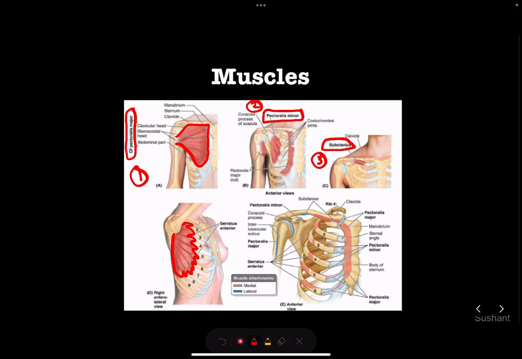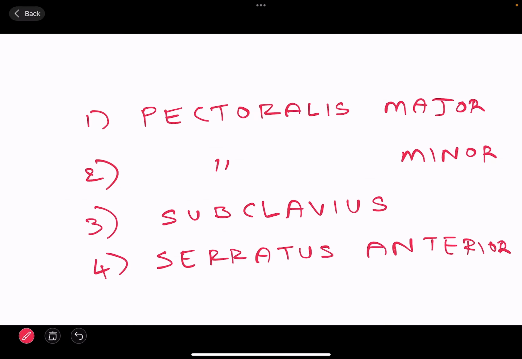This muscle here is the serratus anterior. So these are the muscles that we find in the pectoral region. Now let us just list the muscles that are found in the pectoral region. We find the pectoralis major muscle.